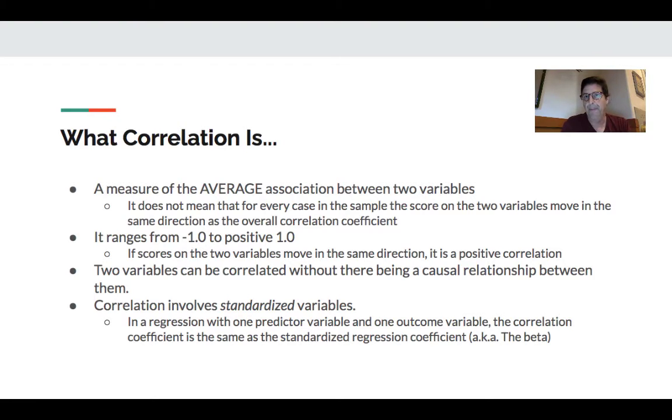As we get into regression, you'll see there's an unstandardized regression coefficient and a standardized regression coefficient known as the beta. When you've got one predictor variable and one outcome variable, the standardized regression coefficient is the exact same thing as the correlation coefficient because they're both standardized. Remember in 51, you found standard scores by taking one score minus the mean divided by the standard deviation. That's standardization.